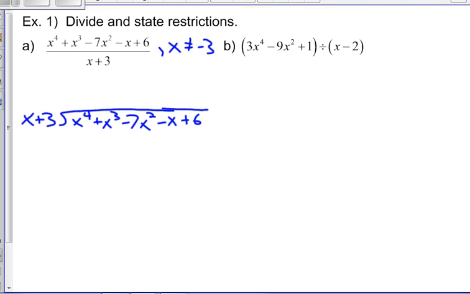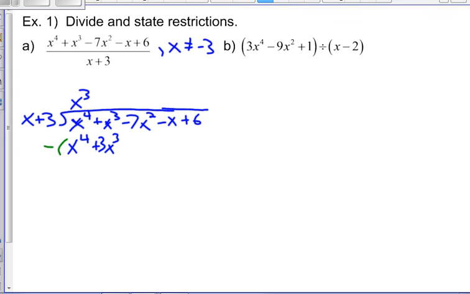And here's the process. I have to take x to the 4 and divide it by x. What does that give us? It gives us x cubed. So x to the 4 divided by x was x cubed. Now, I take that x cubed and I multiply it by this whole binomial. X cubed times x plus 3 is going to give us x to the 4th plus 3x cubed. Next step is going to be to subtract all of that off.